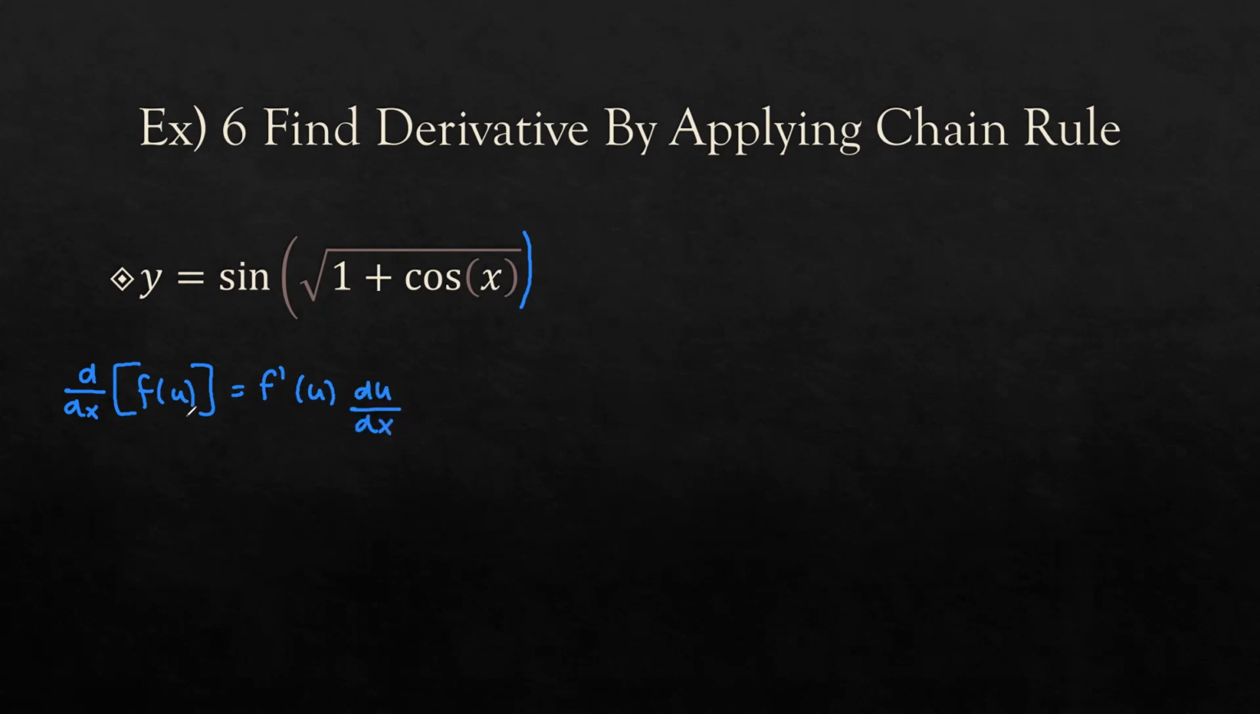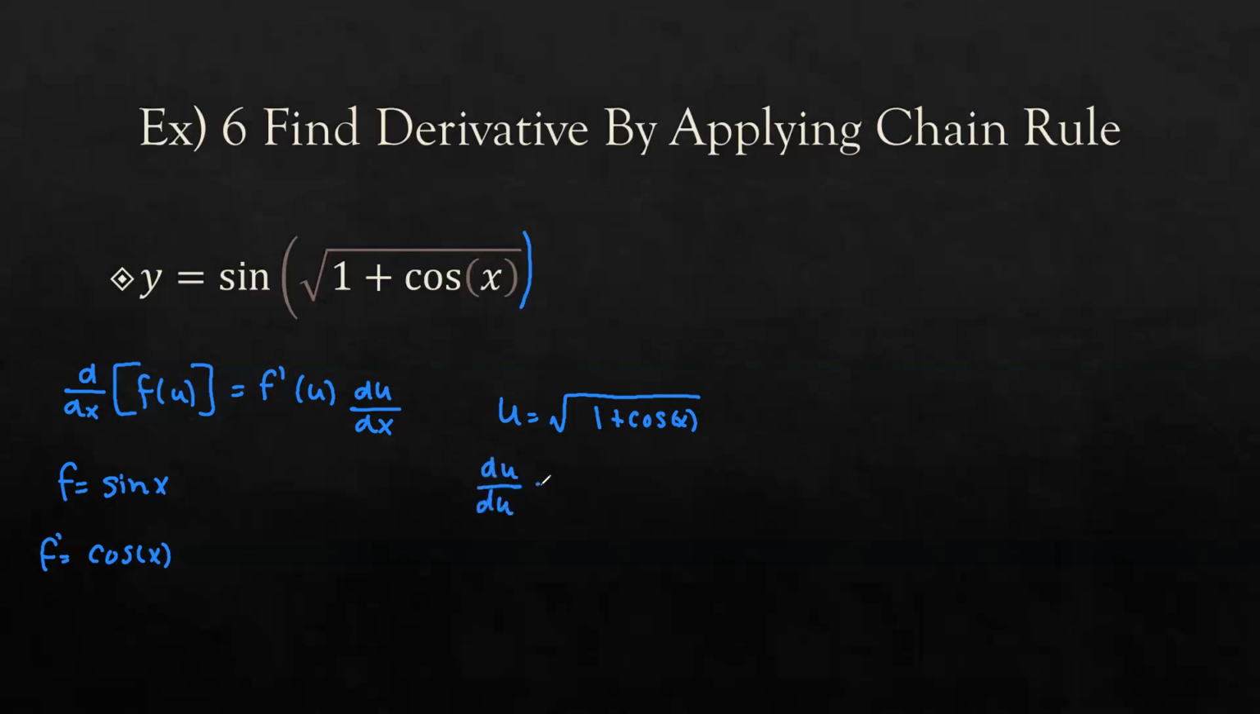Okay, so what you're going to do is first determine your f and what is your u. So your f is pretty much sine of x, and then f prime is positive cosine x. And then your u is this whole thing, the square root of 1 plus cosine x. And then du dx is the derivative of u.